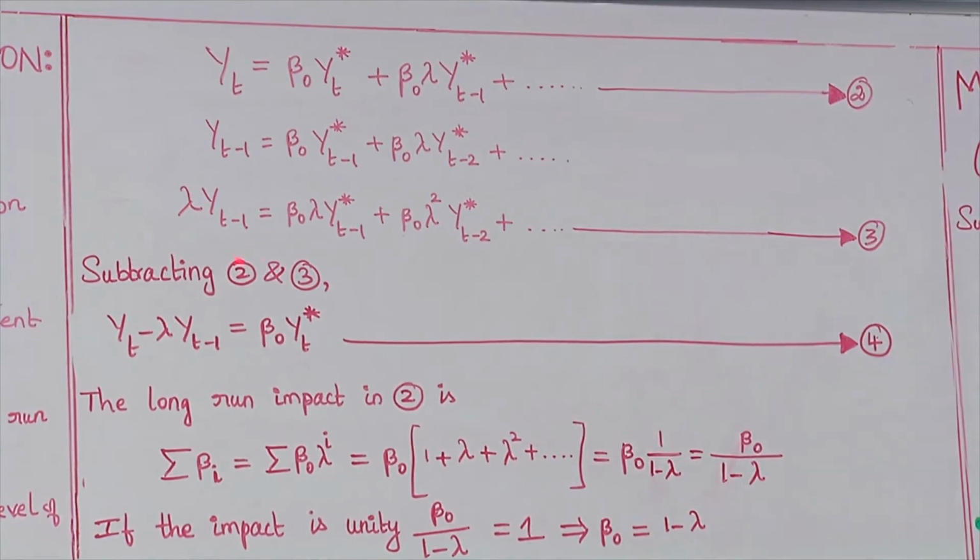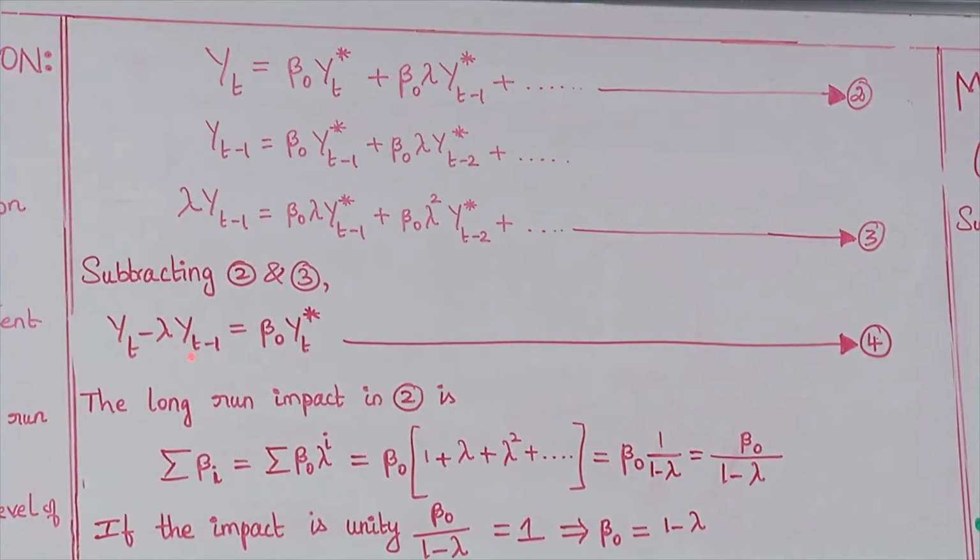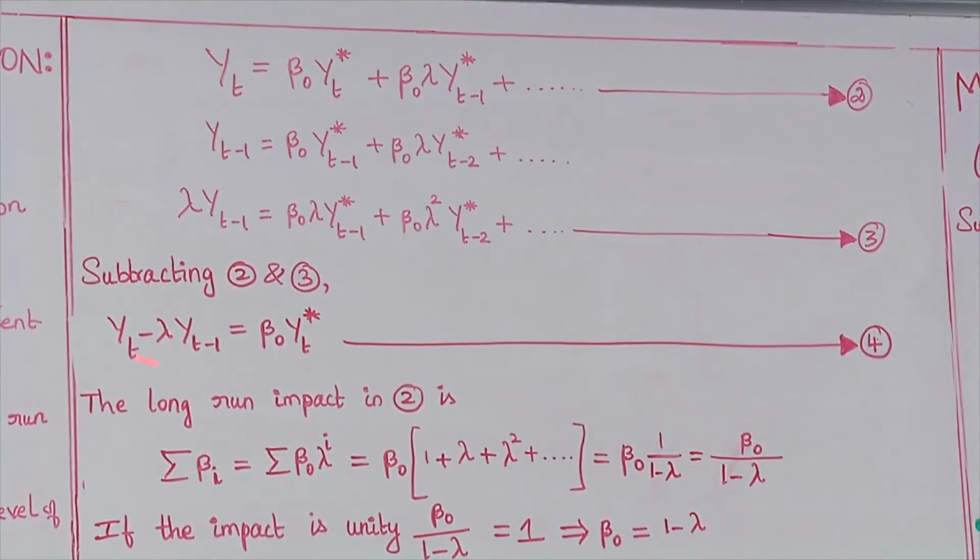We may subtract these two equations, 2 and 3. All the cross terms will go off, and only the first term will remain. So, we get Y t minus lambda Y t minus 1 is equal to beta 0 Y t star. This is the term we will get.